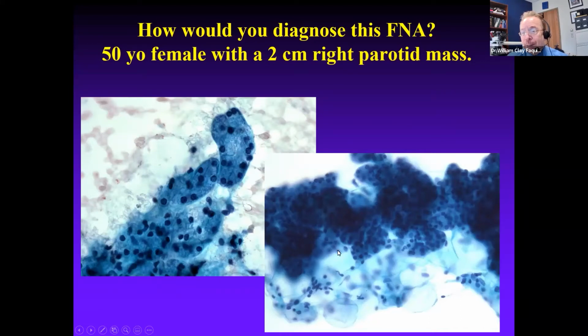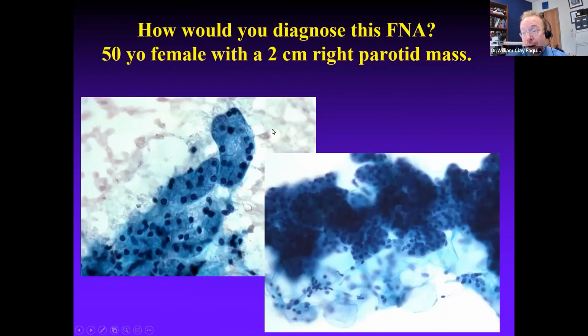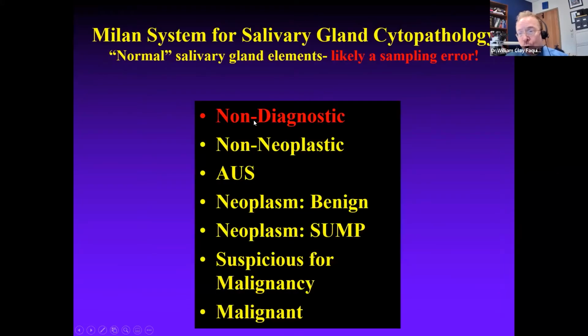So if I get an aspirate that looks like this, and yet I have either a radiologically detected mass or a palpable mass, this finding really doesn't explain the mass. In the Milan system, we would recommend that this be put into the non-diagnostic category because most likely this represents a sampling error.